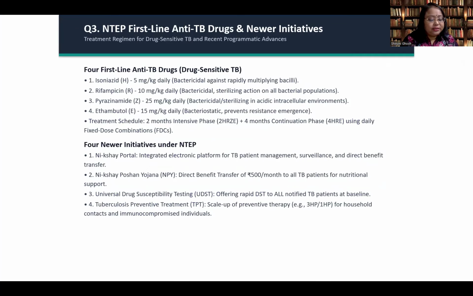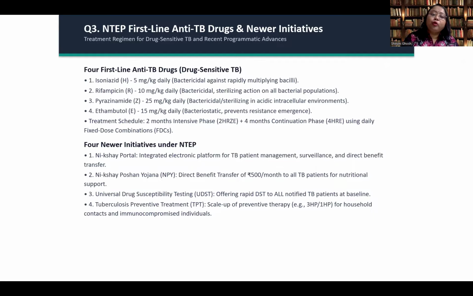And then next comes, what are the 4 drugs to treat drug-sensitive tuberculosis? So all of us know that it is 4 drugs: isoniazid, rifampicin, pyrazinamide, ethambutol. And for the intensive phase, it is 2 months of intensive phase, that is HRZE, and 4 months of continuation phase, that is HRE, where we are not having the pyrazinamide.